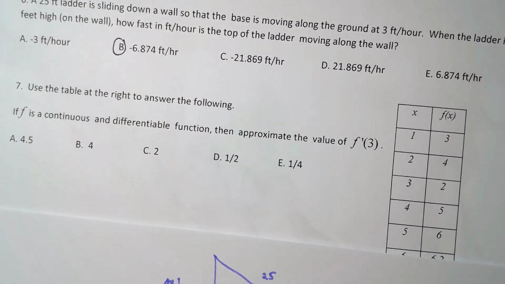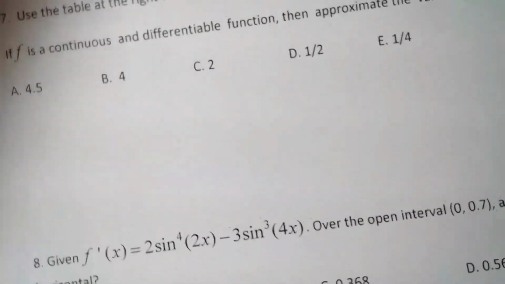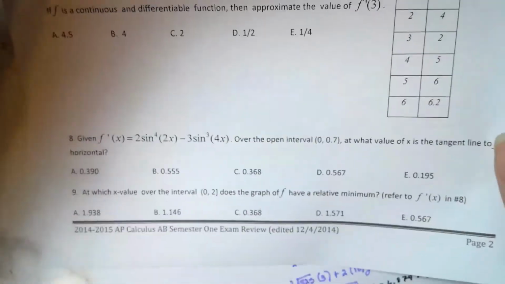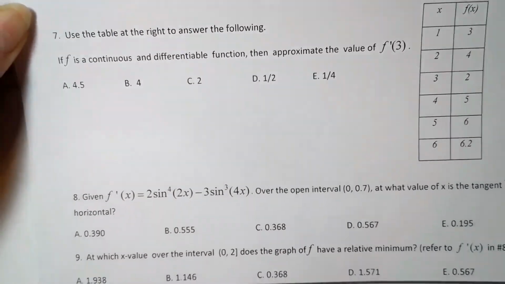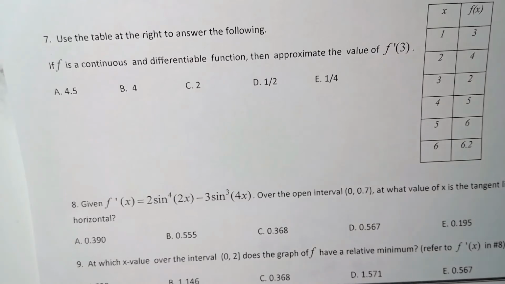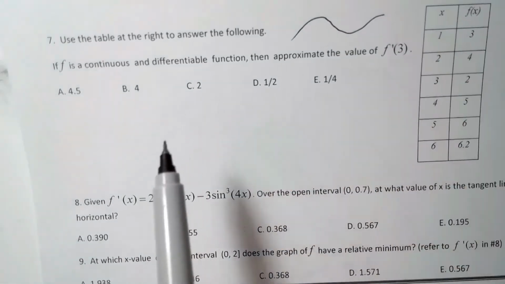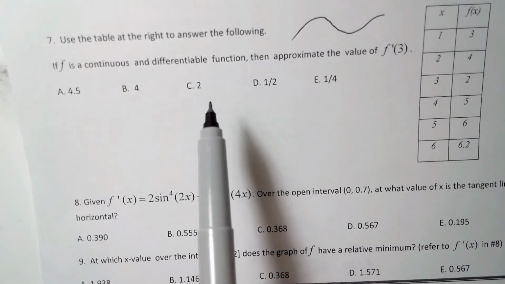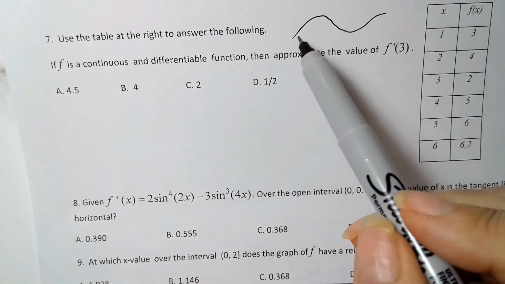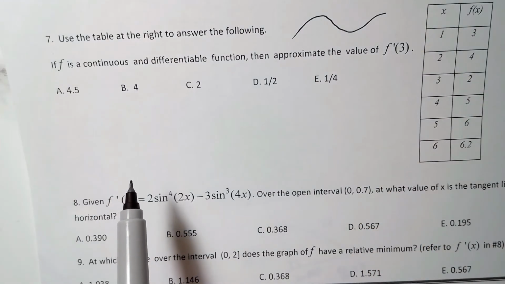All right, number 7. So let me just fix this here because this is a little bit weird the way I've got this set up. We want to use the table to the right to answer the problems. If f is continuous and differentiable, meaning that it's some nice smooth curve without any points or cusps or corners or breaks or anything like that. There are no holes because it's differentiable, meaning you can take the derivative at every point over its domain. Then approximate f prime of 3.